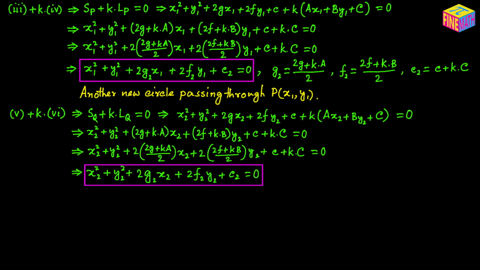So here again we came up with the equation of the same circle whose center is located at negative g sub 2 comma negative f sub 2, and whose radius would be square root of g sub 2 squared plus f sub 2 squared minus c sub 2, is the same circle, but it is also satisfying the coordinates of the point Q. So you see, simply adding the equation of the circle with k times the equation of the straight line, we are able to come up with the equation of a circle that is passing through the points P and Q.